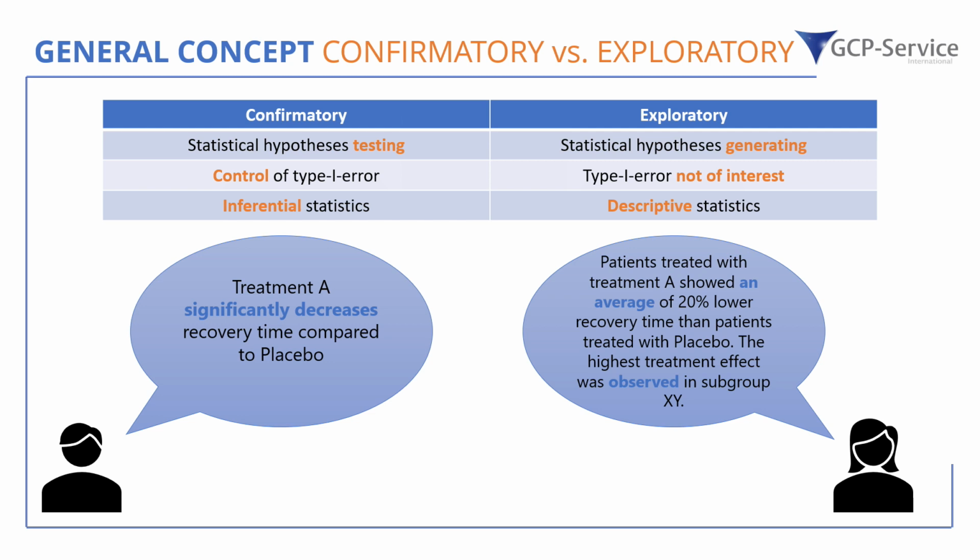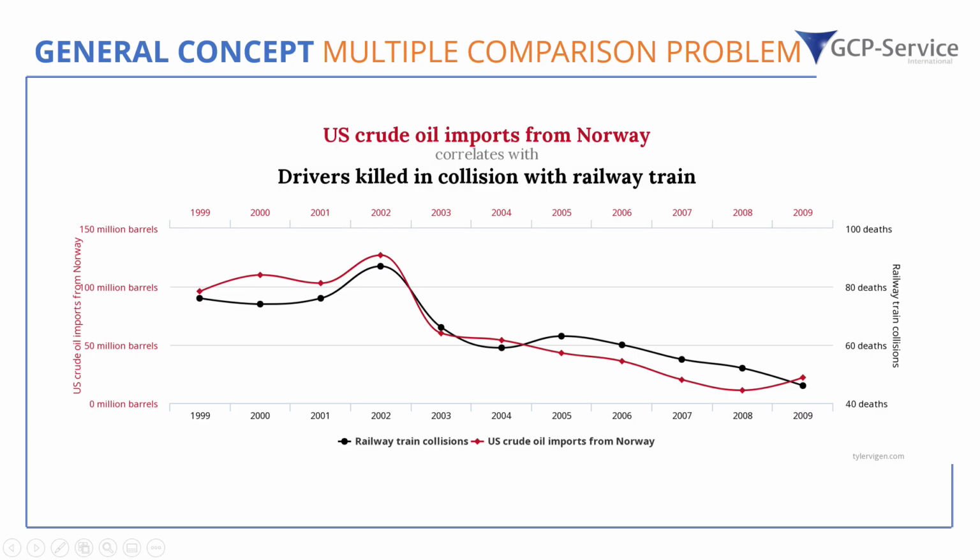And another point that arises is that when we test several times, then the type 1 error is not controlled anymore. And there is this very interesting website that has a very big data pool, and they looked into the data and tried to find some spurious correlations, as they call them. We have two examples here. The first one is that the US crude oil imports from Norway correlate significantly with drivers who are killed in a collision with a railway train.